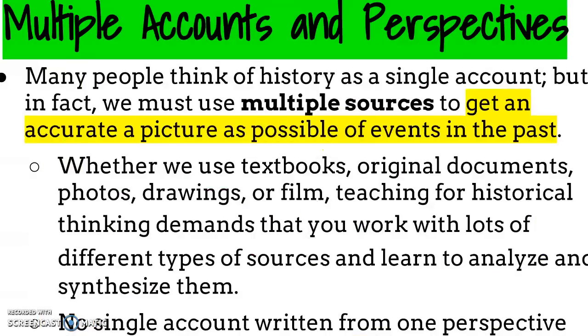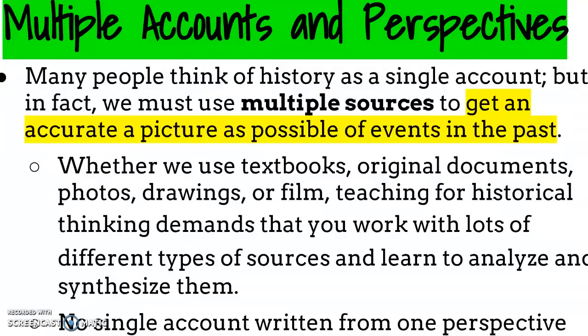All right, so multiple accounts and perspectives. So many people think of history as a single account, but in fact, we actually use multiple sources to get an accurate picture, as accurate a picture as possible of events in the past. So when you're reading a book about history, it seems like you're reading one account, but really it's a mix of many different sources, different articles, different people, different pictures that come together to tell the story.